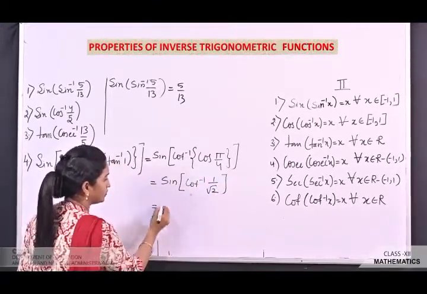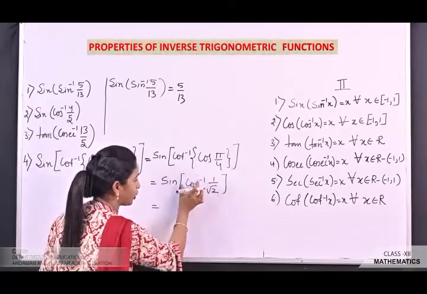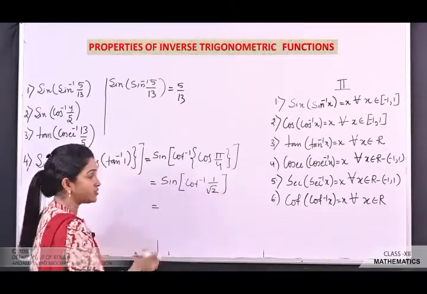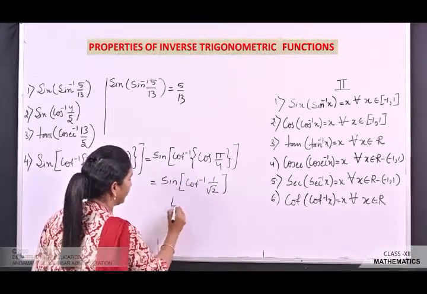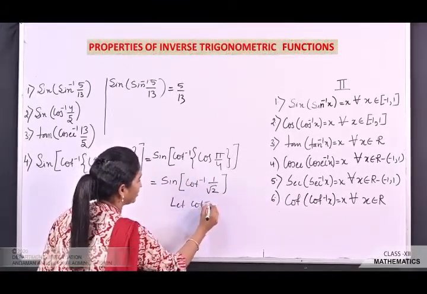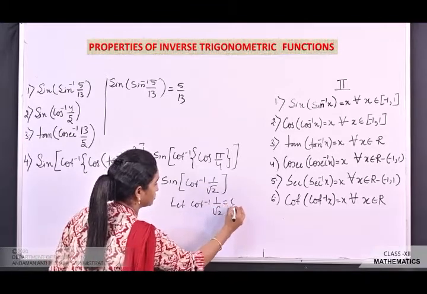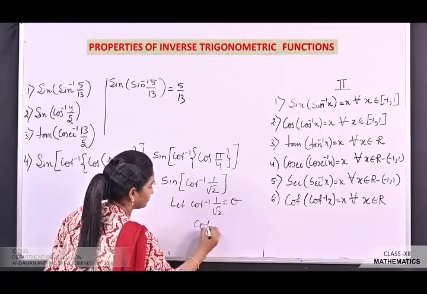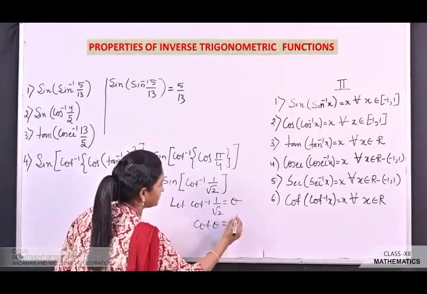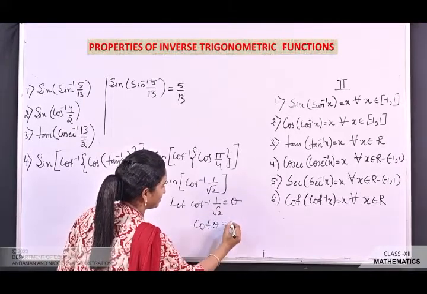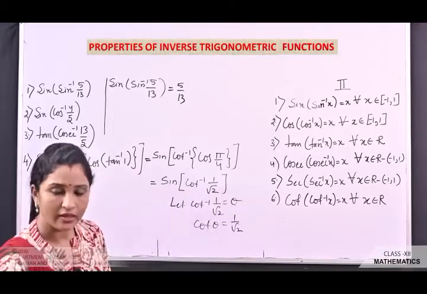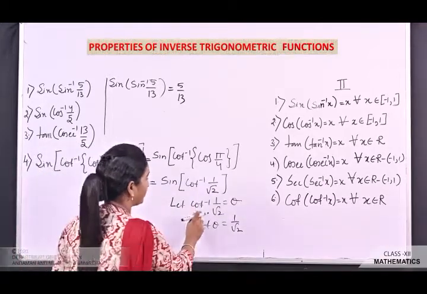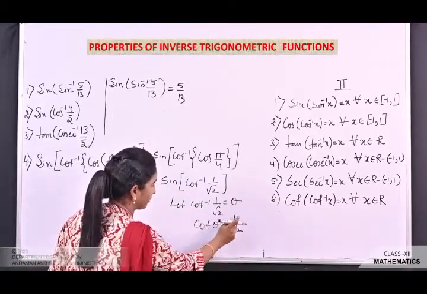Now cot inverse 1 by root 2 you have to convert in terms of sine inverse so that you can apply the property. Same thing what you will do, you will take cot inverse 1 by root 2 is equal to theta. So cot theta will be is equal to what? Cot theta आपको मिल जाएगा यहाँ पे 1 by root 2. ठीक है. Now cot inverse 1 by root 2 को theta लिया, cot theta आपको 1 by root 2 मिल गया.